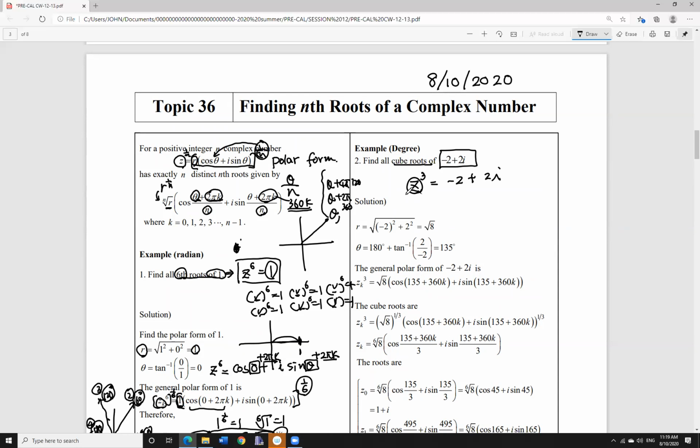Square root of 1 means what? x squared is 1, isn't it? When you square it, that is 1. Okay, same thing.